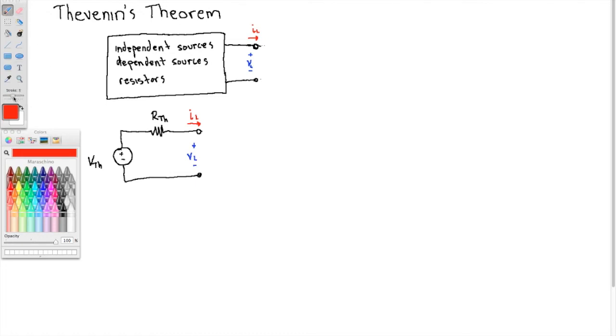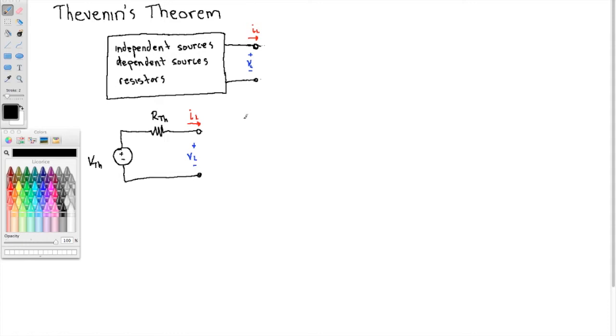All right, now notice in this case, when I don't connect anything at those terminals, there's no current flowing. IL is 0. So if IL is 0, there's no voltage drop across our Thevenin. So the voltage at the output terminals, VL, is the same voltage as the Thevenin voltage, VTH. Again, because there's no drop across this resistor. There's nothing isolating V Thevenin from the output.